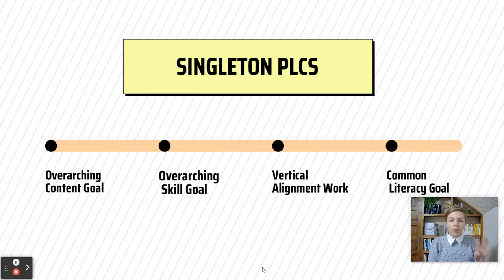So here are four suggestions I have for how singleton PLCs, multiple singletons that meet together, might frame their overarching goal, or what do we want them to know. A common content area goal. I'm a former language arts teacher, so this would be something very specific related to a writing genre or a particular reading standard. So it's something very content based.